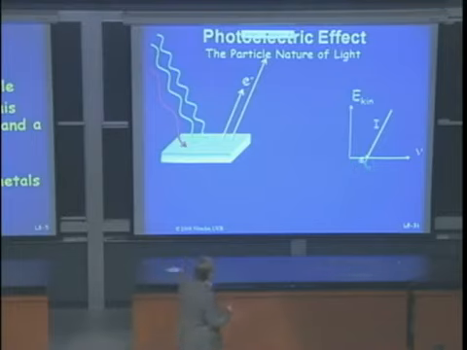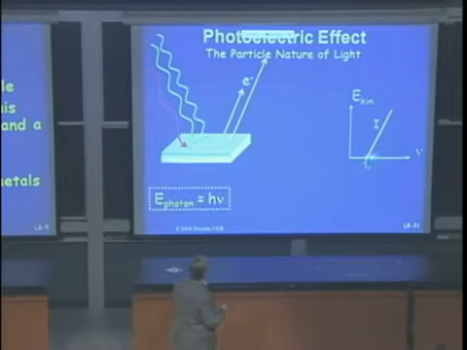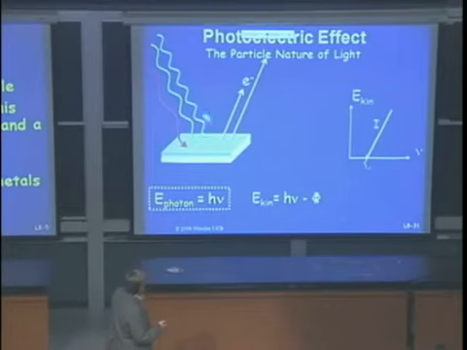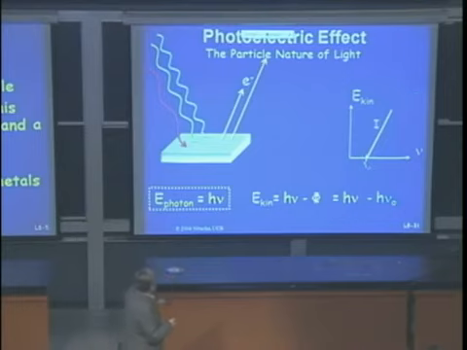Was the nu zero, this is called. And so the kinetic energy is h times nu, the energy here, minus the work function, and that means h times nu minus h times nu zero. So that's the initial energy that you need. That's the extra energy that you get here. And this work function is different for different metals.